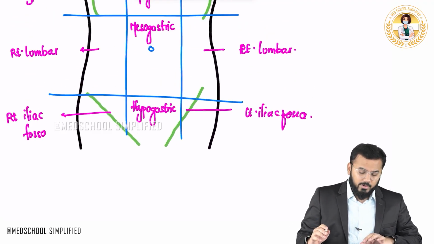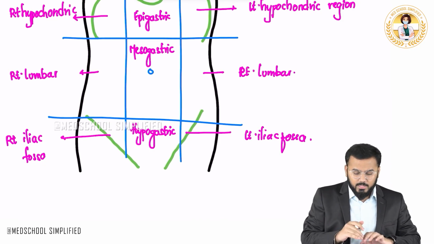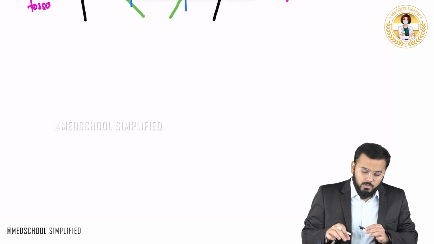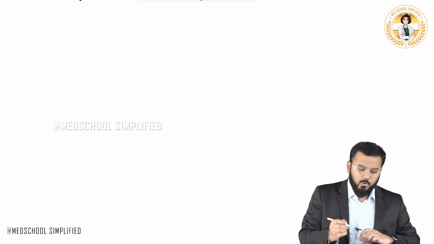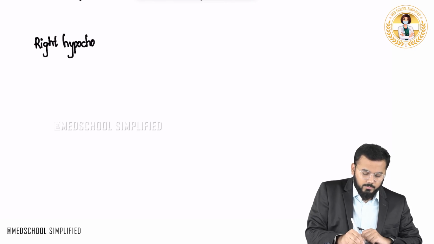But right now, what we have to discuss is, in each and every box here, what organs are there. So first what we shall discuss is the right hypochondriac region. In the right hypochondriac region, what are the different organs we have got?